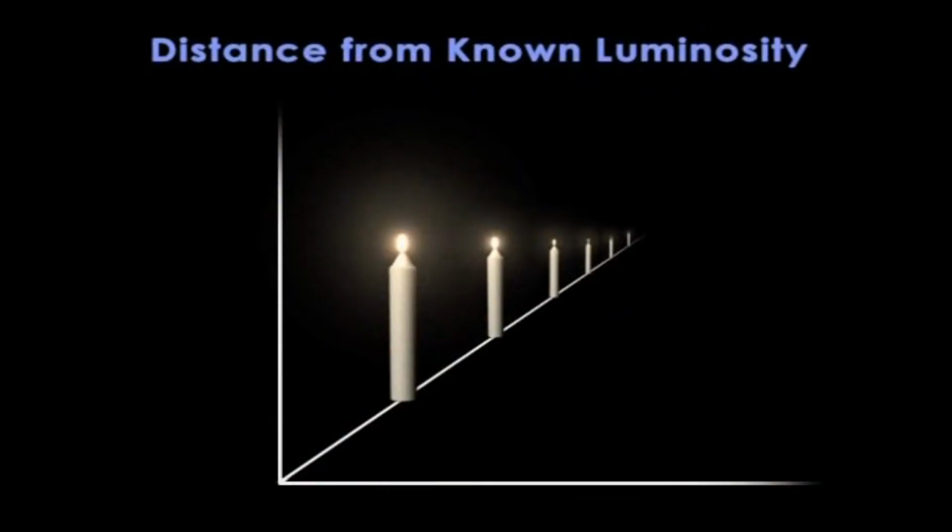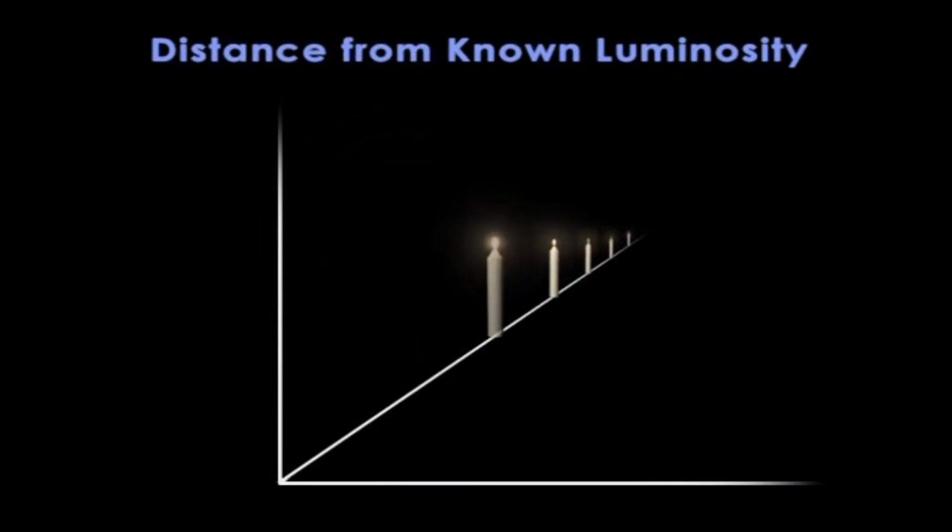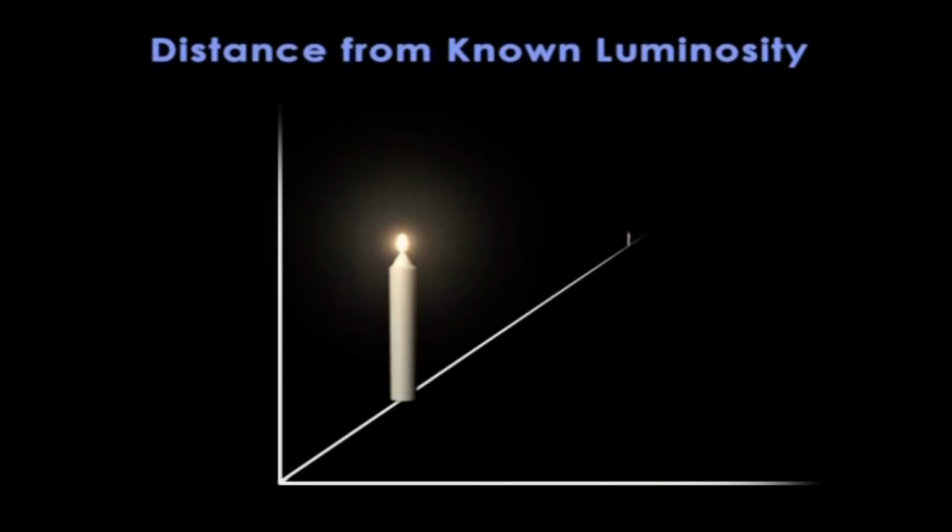Now, this illustrates the method. In a row of similar candles, the further ones look fainter. Now, as long as we know the true power of the candle and we can measure how bright it appears to be, then we can figure out its distance. Of course, the key to this method is to find objects whose intrinsic brightness, what astronomers call luminosity, is already known. Basically, we need to know the intrinsic brightness of a candle.